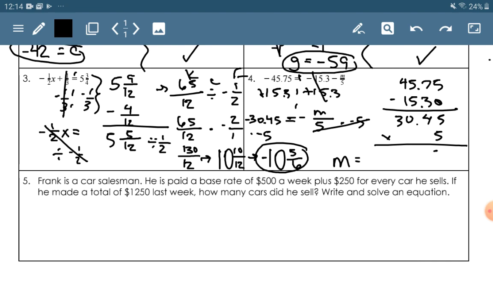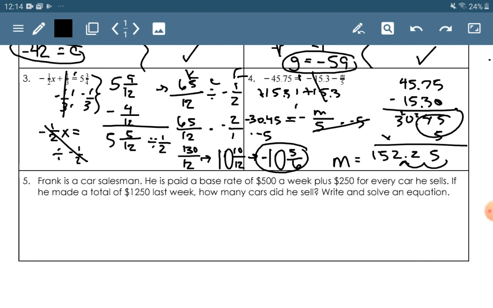5 times 5 is 25, carry your 2. 5 times 4 is 20, plus 2 more is 22, carry the 2. 5 times 0 is 0, plus 2 is 2. And 5 times 3 is 15. You need to move your decimal over. You had 2 numbers behind the decimal, so I'm going to move it 1, 2 spaces to make it 152.25.